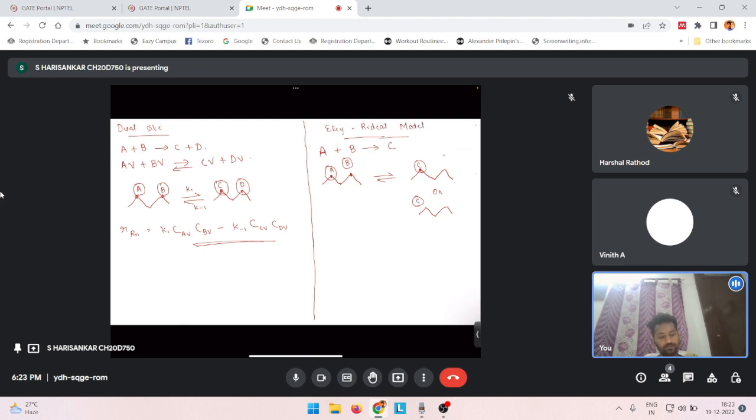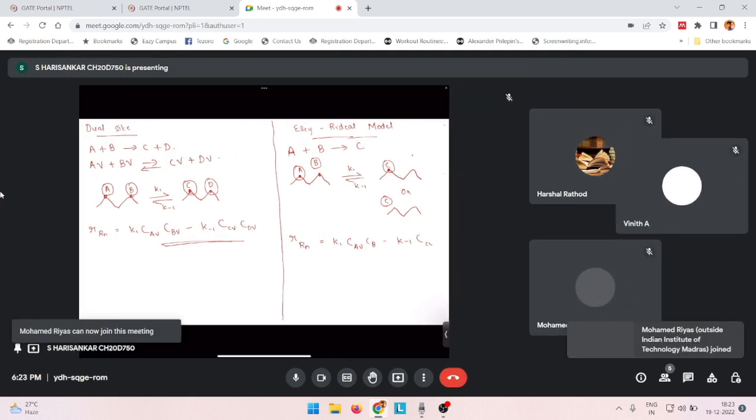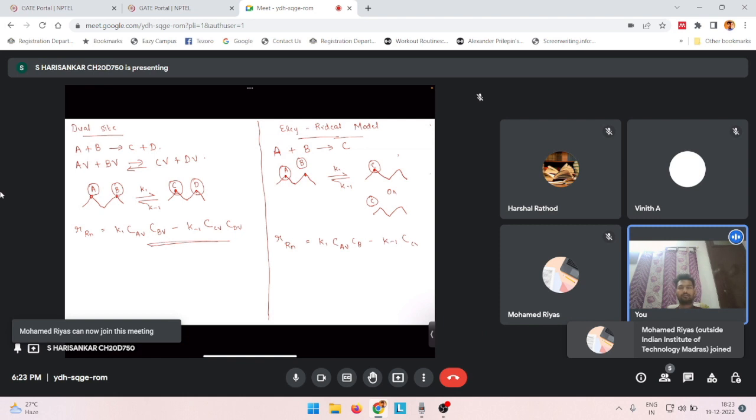Okay. So if we write the overall rate of reaction for this, rate of reaction will be, again, K1 and K minus 1. So K1 C_AV, because A is the only thing that is getting adsorbed, and C_B, minus K minus 1 C_CV. Or this can also be just C_C, depending on whether your product is getting adsorbed or not.